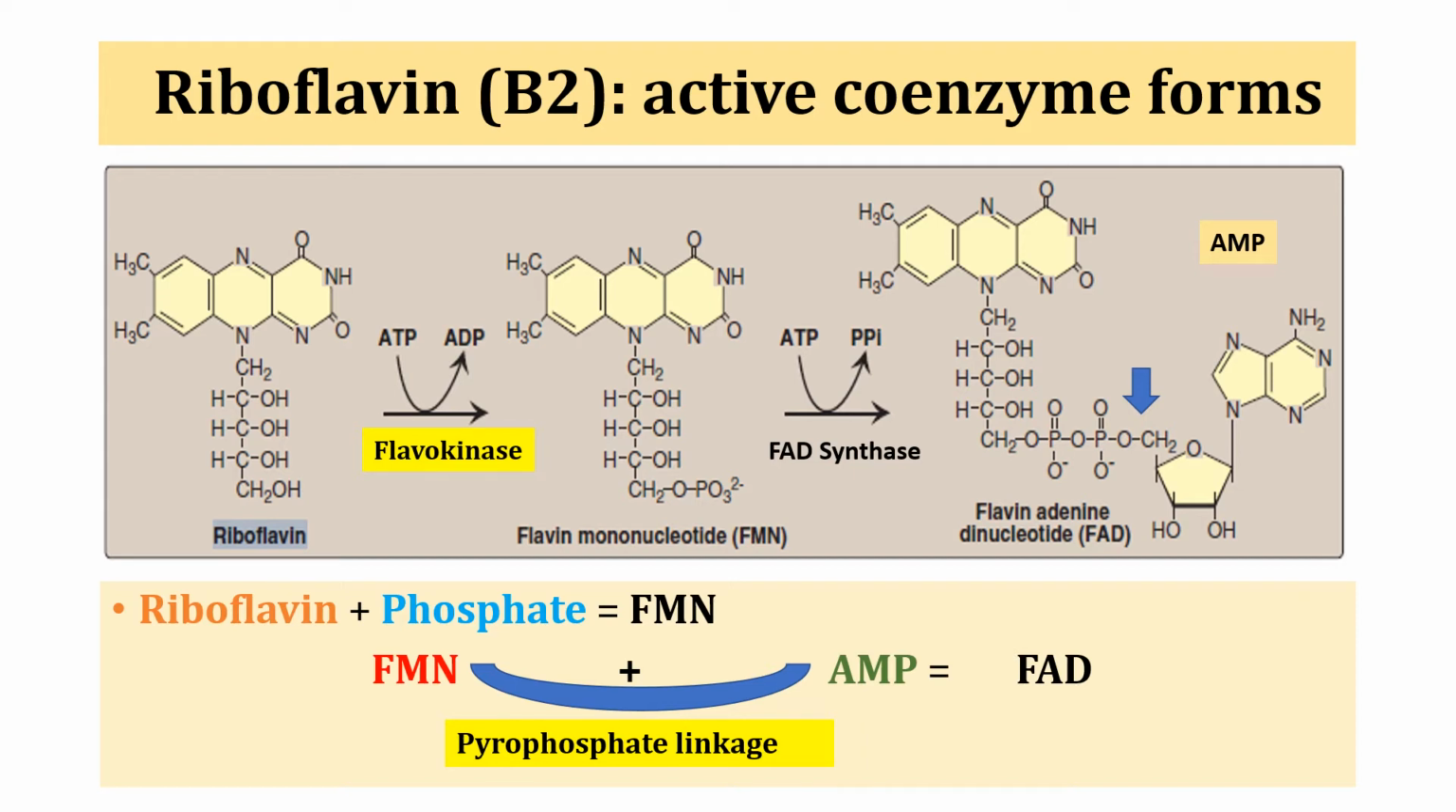Around 80% of FMN is converted into FAD. Again, one ATP is utilized for the formation of FAD from FMN, and enzyme FAD synthase is required for this process. Where to FMN, what is attached? Adenosine monophosphate gets attached to FMN through pyrophosphate linkage to form FAD. So this is how coenzymes are formed in the cells.